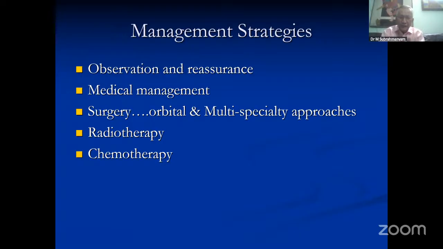As you are aware, orbit comprises of so many different types of structures like blood vessels, muscles, fat, glands, nerves, eyeball, lymphatics and all these things, so that almost all the diseases that can occur in the body can occur in the orbit. So the pathology is very, very varied, and so are the management strategies.